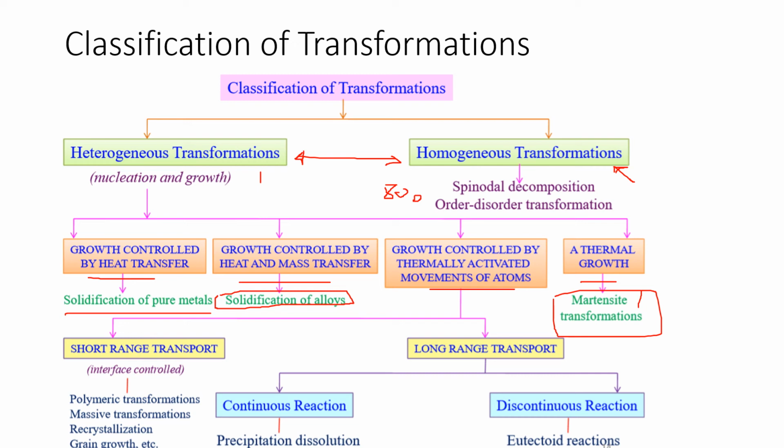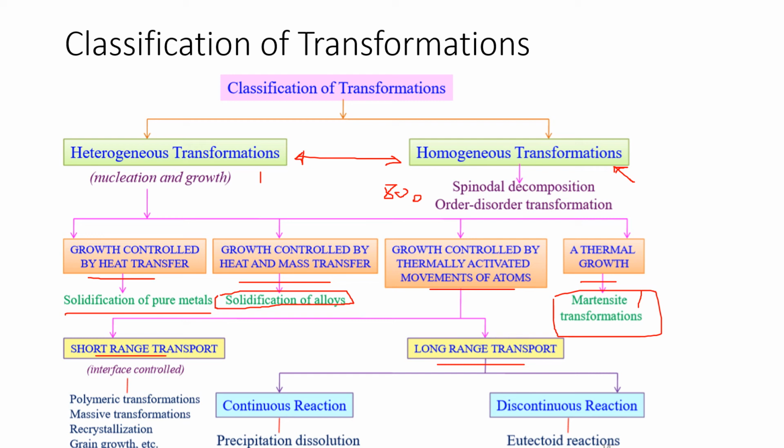Further, if we want to differentiate between the growth controlled by heat transfer and growth controlled by heat and mass transfer: by heat transfer, we studied the pure materials. By heat and mass transfer, we study the alloys, solidification of alloys. Growth controlled by thermally activated movements of atoms is categorized into two types, short range transport and long range transport.